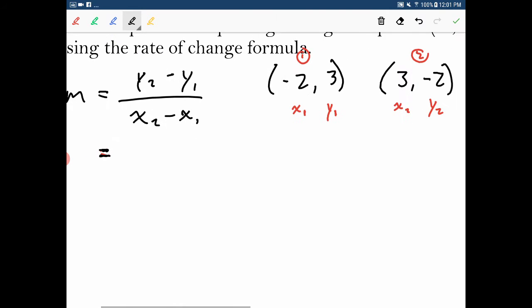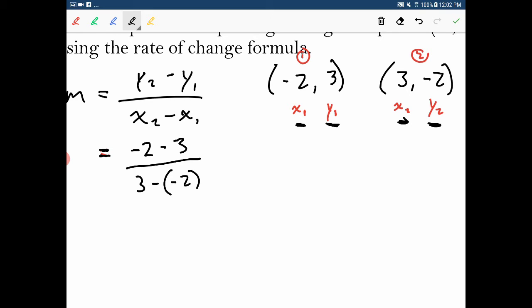So now when we go to use this, we see we've got y2 minus y1. So we say, well, where's y2? Well, there it is right there. So we have -2 minus, and y1 was 3. And then on the bottom, we had x2, which is right there. So that's 3 minus x1, which is -2. And just remember, if you're subbing in a negative number, you want to put brackets around it so that you remember to change the sign.